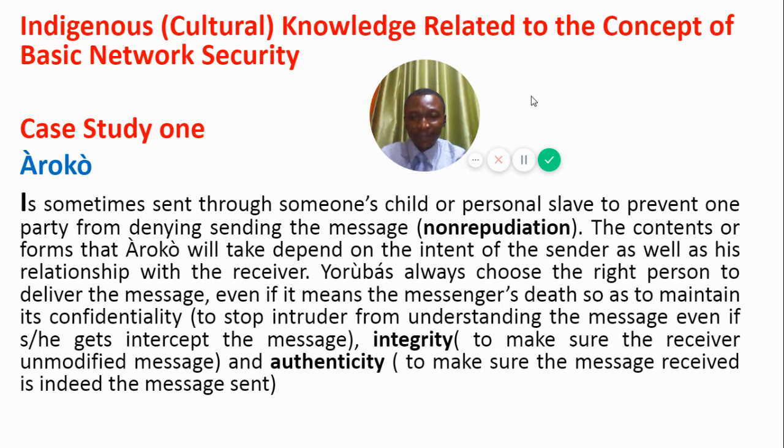It's something sent through someone's child or personal slave to prevent one party from denying sending the message. Remember, we talked about the network. In this article, a network had been made, and there is a communication that wants to go on among parties. There is a network now. I want to deliver a message to a particular person. I'm now using my child, or in those days, a personal slave, to send information to that person.